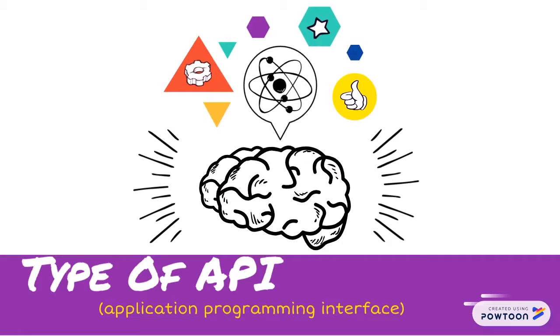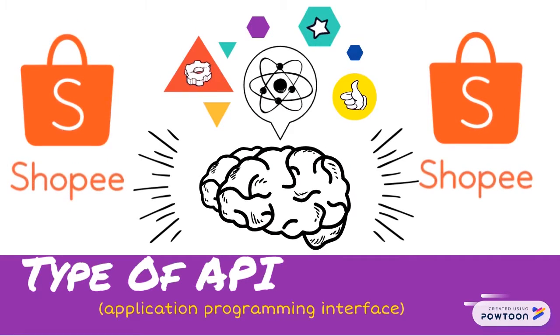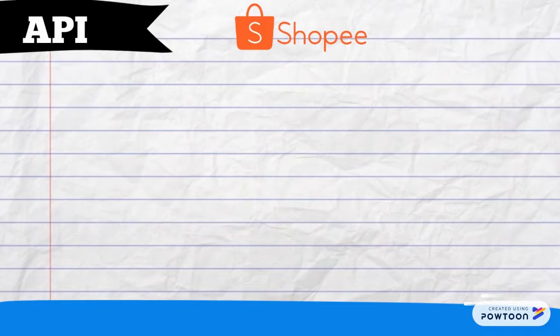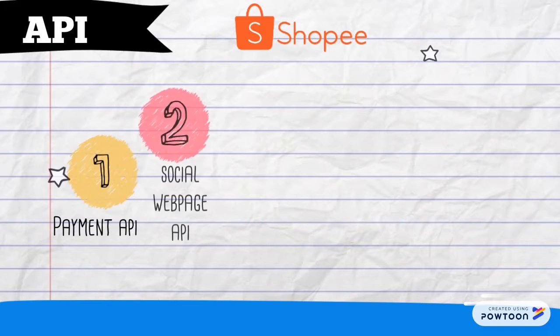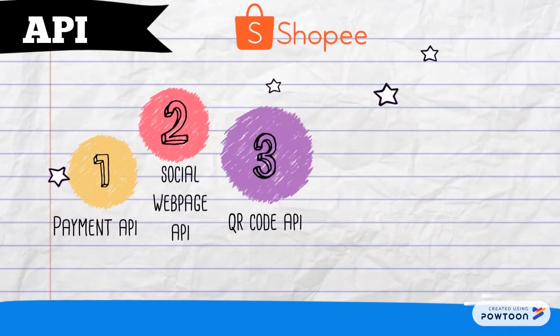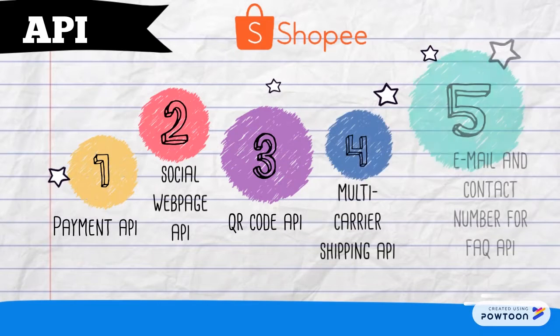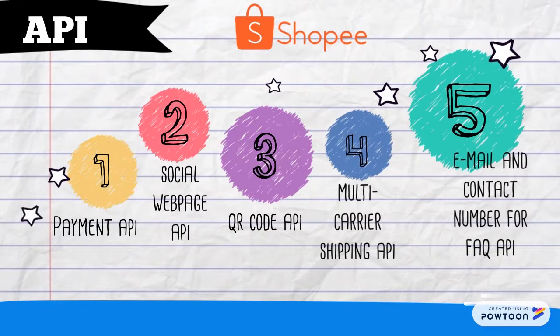Today I will explain to you about types of API in Shopee. Shopee has 5 APIs. First, payment API. Second, social web page API. Third, QR code API. Fourth, multi-carrier shipping API. And last, email and contact number for fax API.